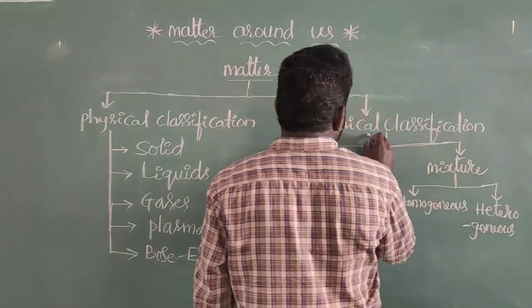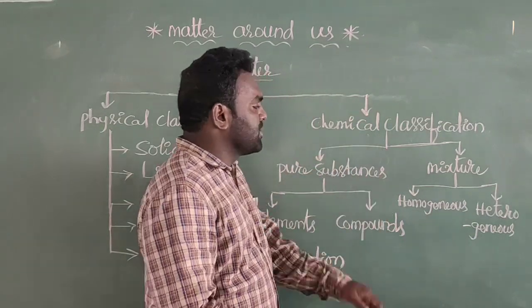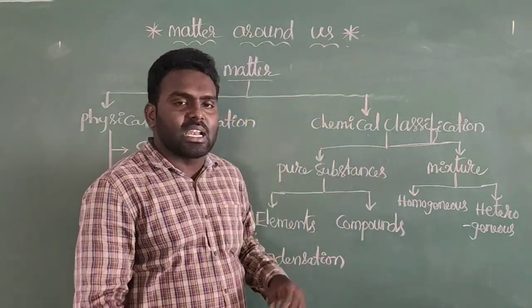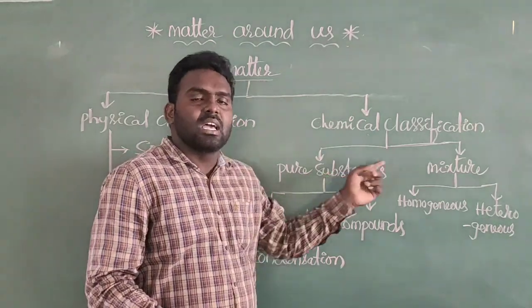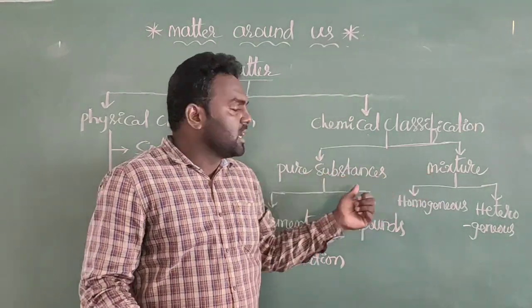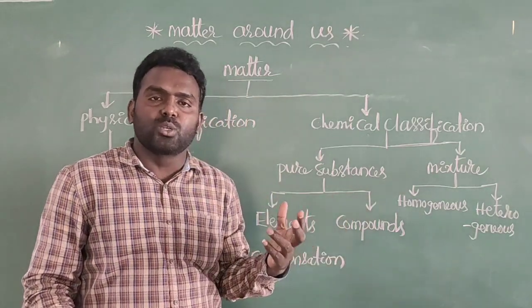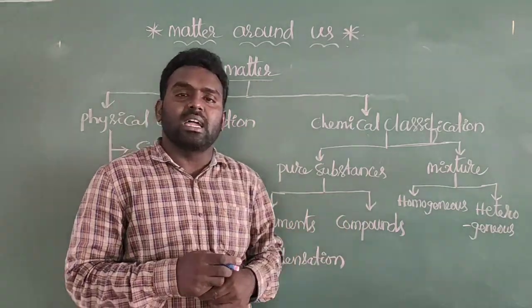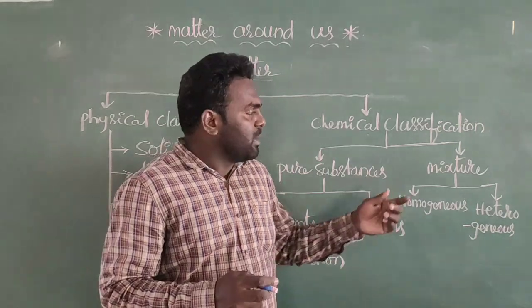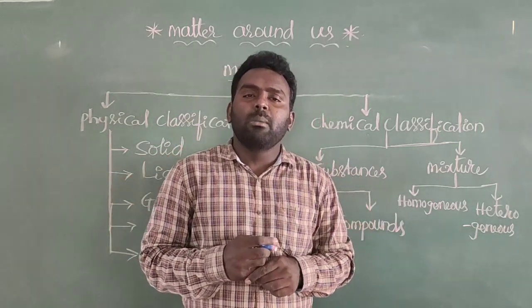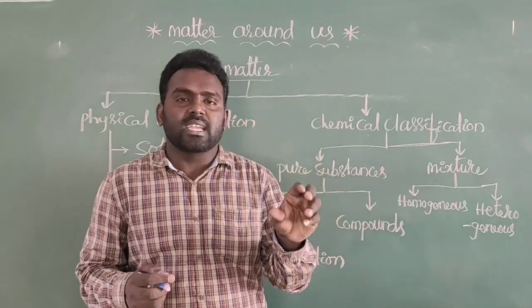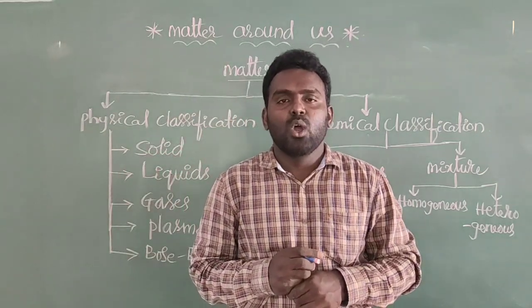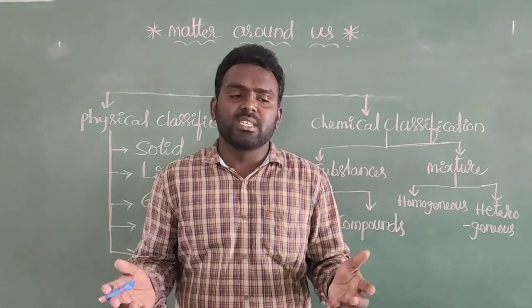And the next one is the chemical classification. This chemical classification is mainly classified into two types: pure substances and mixtures. The pure substances are again classified into two types: elements and compounds. The mixtures are also classified into two types: homogeneous mixtures and heterogeneous mixtures.